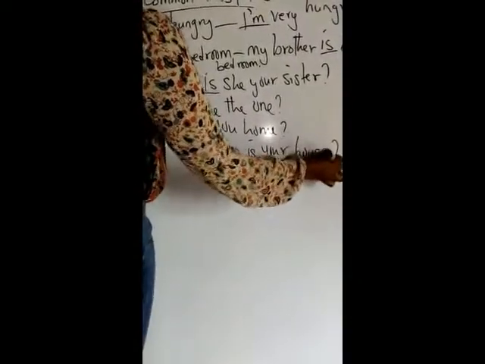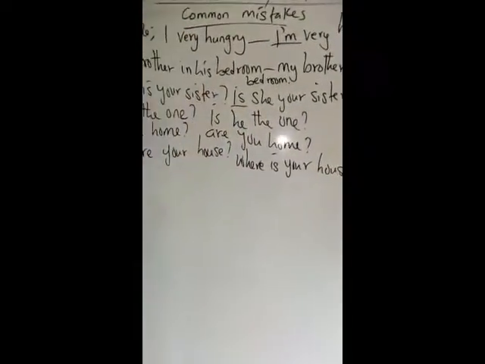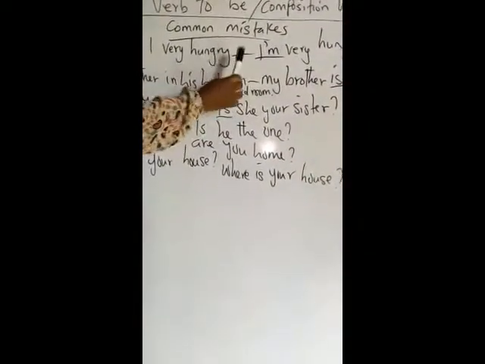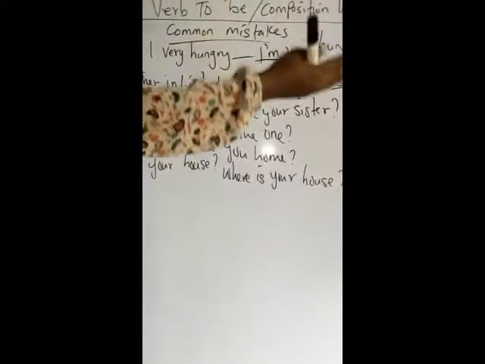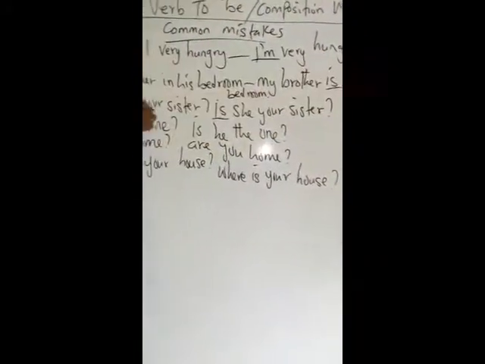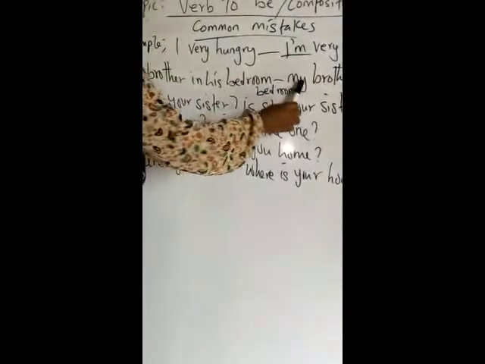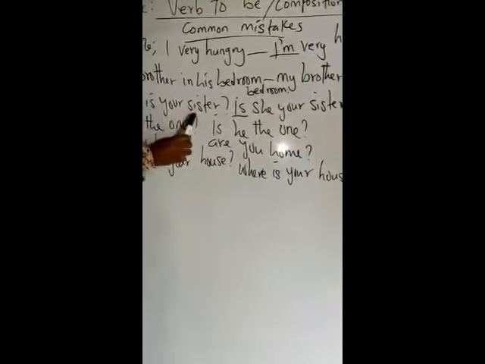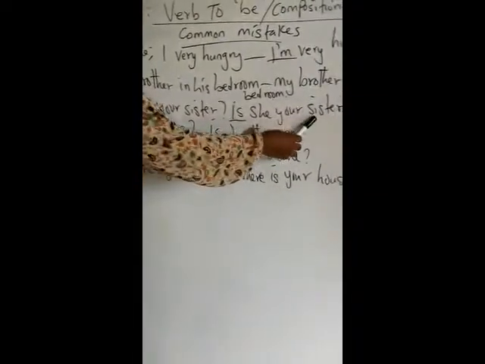Where is your house? Now look at now. I very hungry. The verb to be here that we include to make the sentence more correct is am. I'm very hungry. My brother in his bedroom. My brother is in his bedroom. She's your sister. Is she your sister?